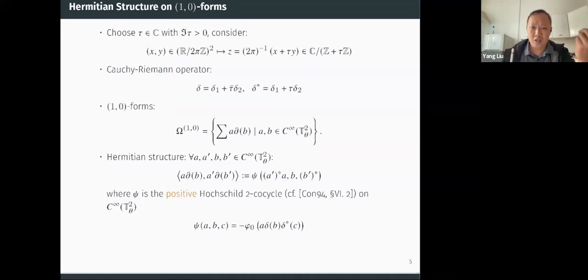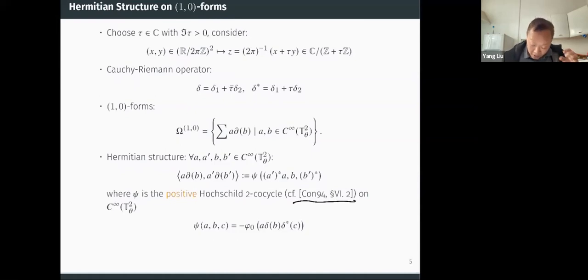So we know that on a Riemann surface there is a one-to-one correspondence between the complex structure and the conformal structure, right? So how does this result reflect in this purely functional analytic setting? The idea explained in Connes' book goes as follows.